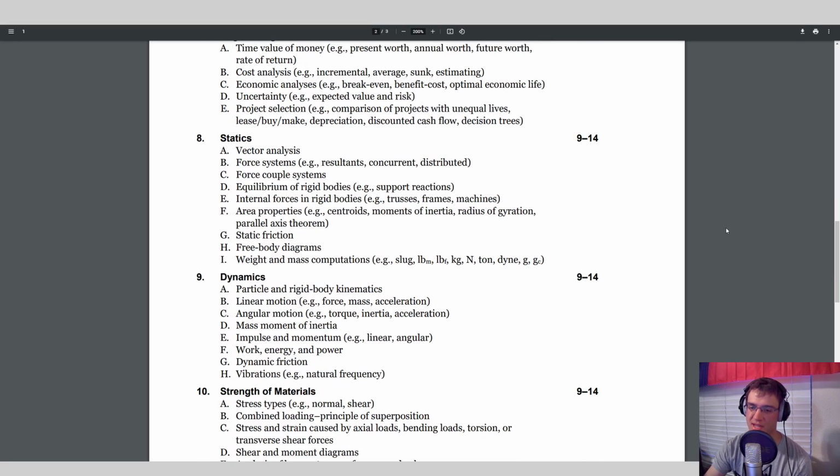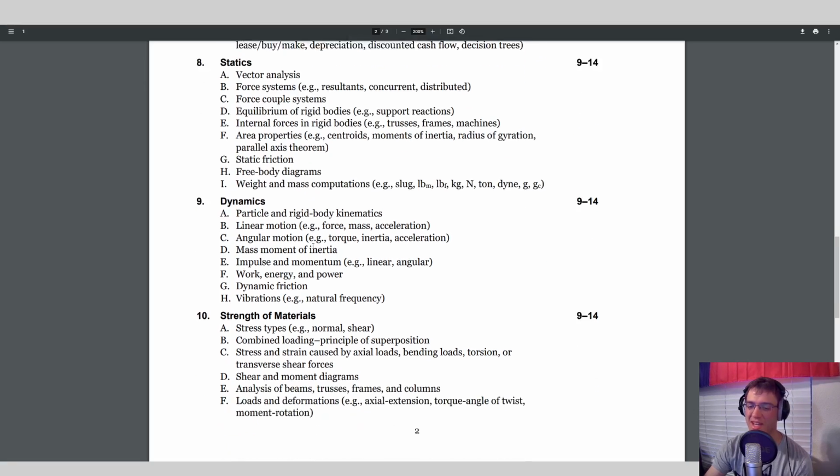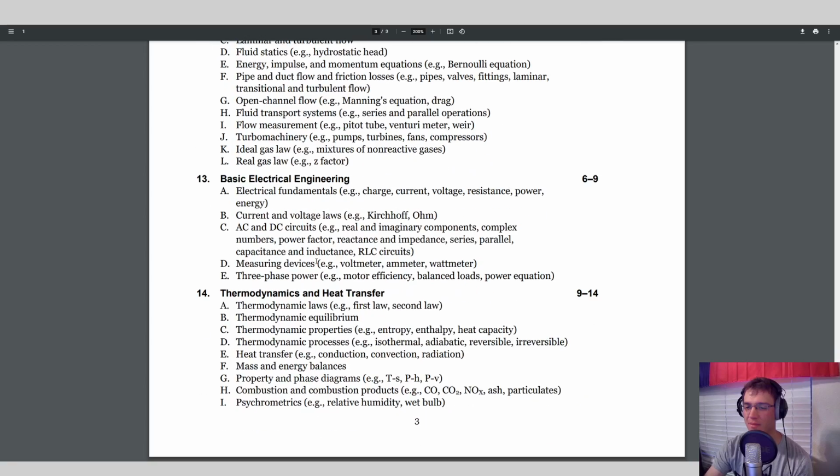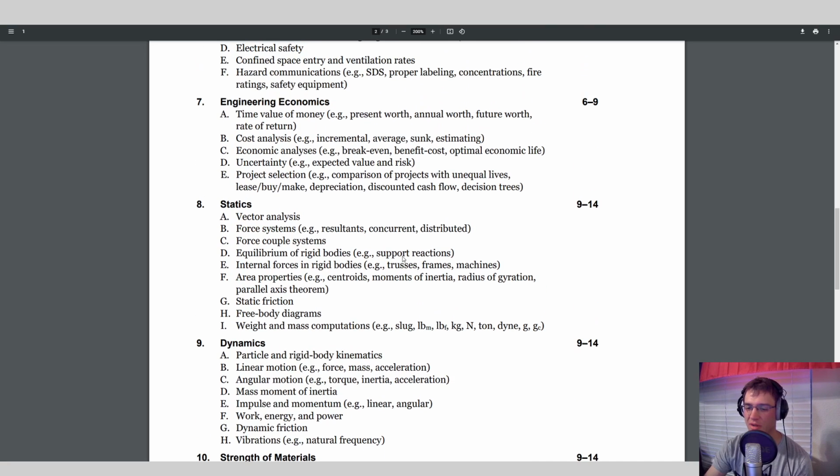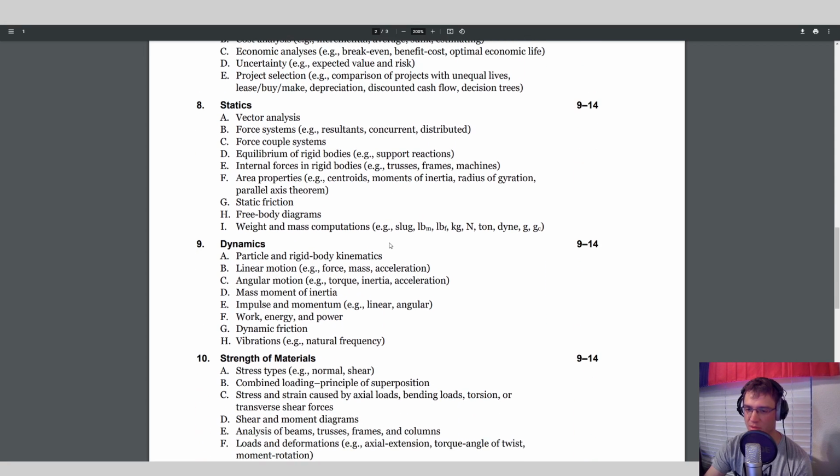What else have we got? Statics, vector analysis, force systems, and so on. Free body diagrams. All statics always starts with free body. Statics, dynamics, mechanics, and I don't remember what that other part was. Anyway, any of those kinds of problems where you're solving for forces, always start off with a free body diagram. It really helps you visualize your problem and how to best approach it.